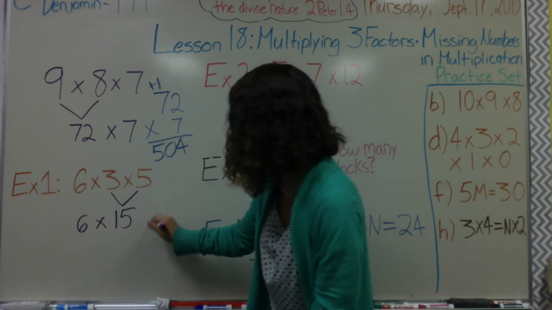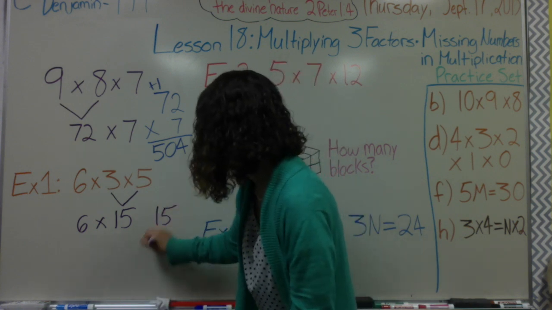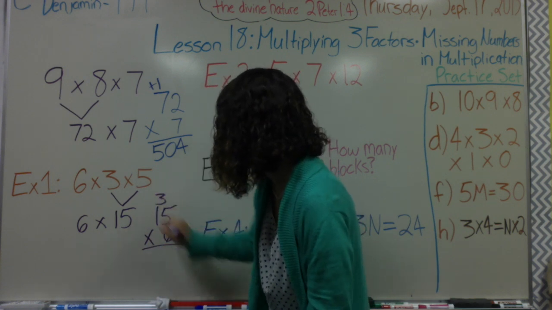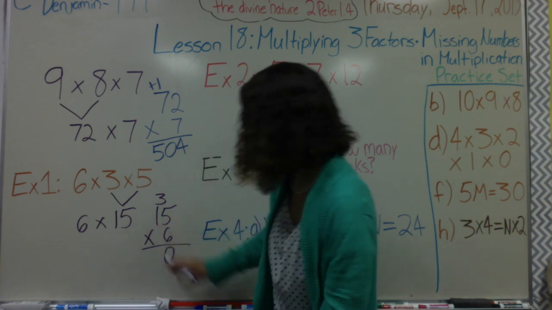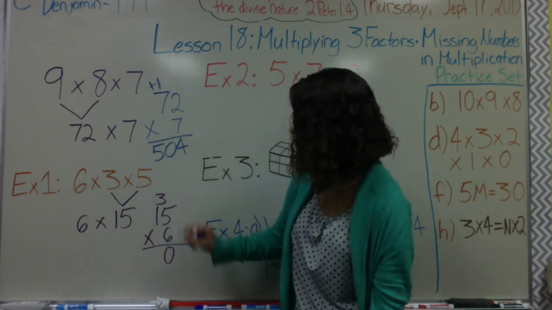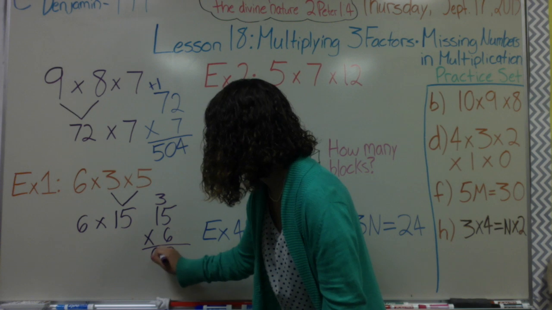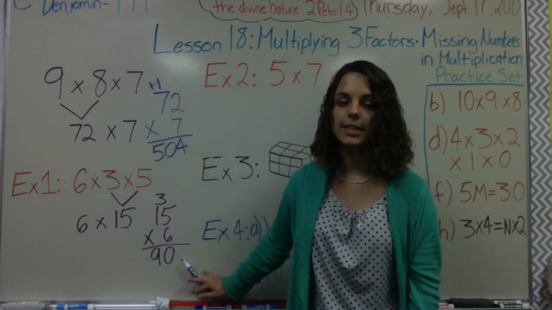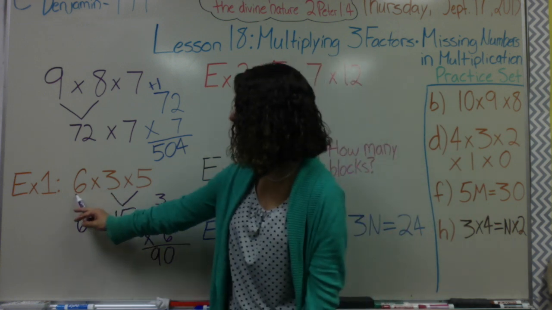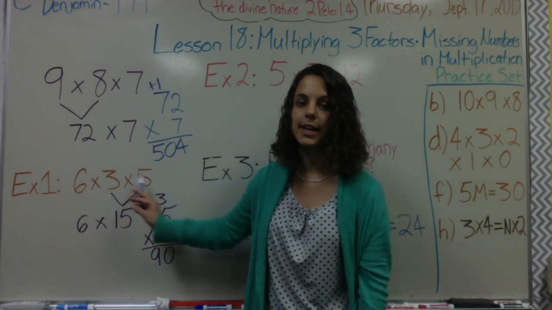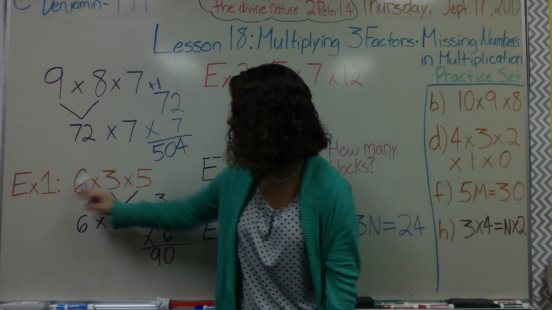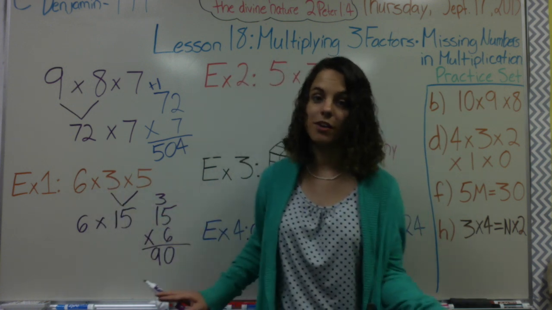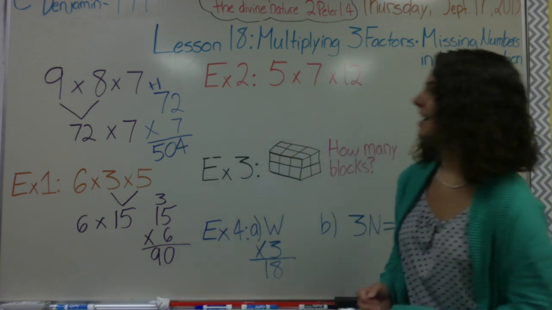So 15 times 6, I'm going to do 6 times 5 is 30, carry my 3, bring down the 0. 6 times 1 is 6, plus 3 is 9. So the product of 6 times 3 times 5 is indeed 90. Again, if you were to have started with 6 times 3 first, that's 18, and 18 times 5, or if you were to do 30 times 3, your answer will still be 90, as long as you solved it correctly. All right, example 2.